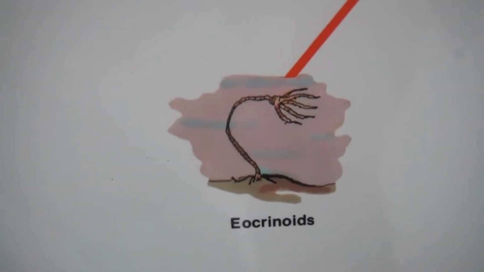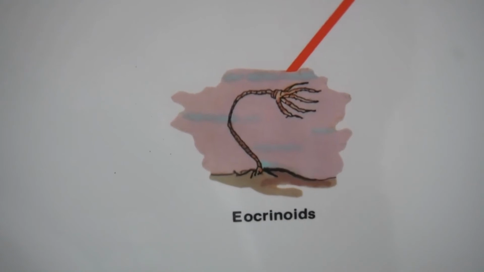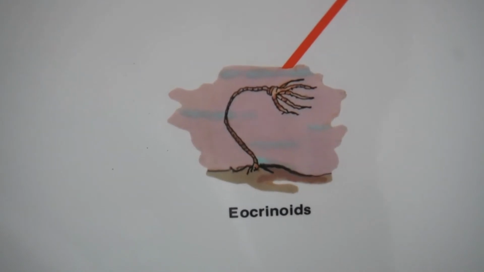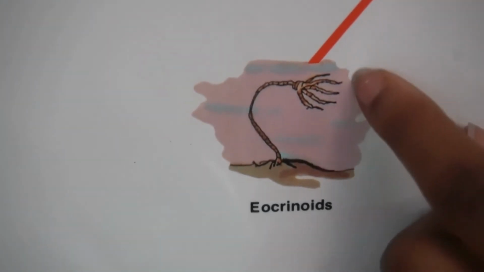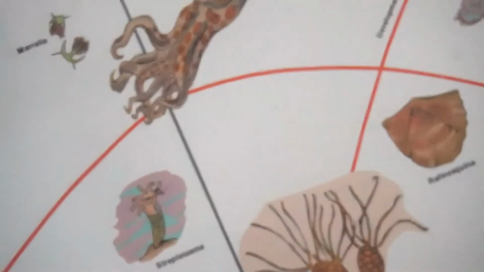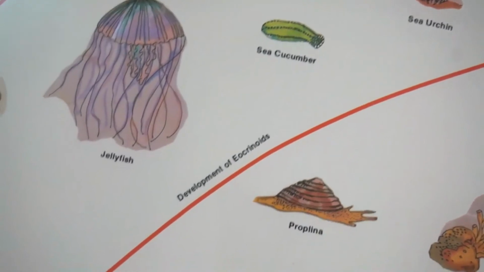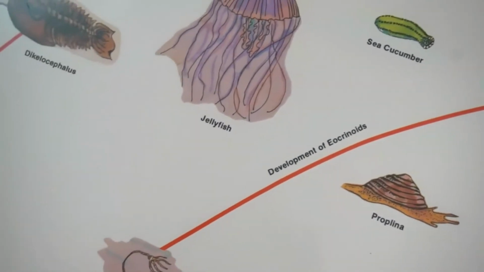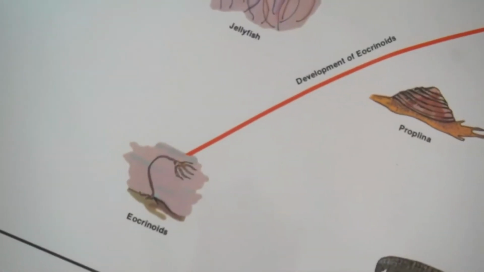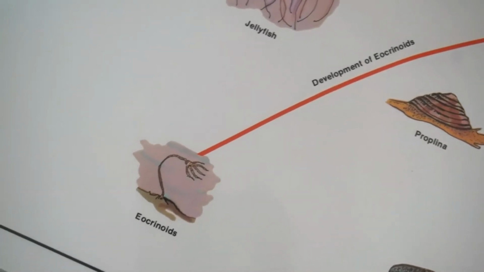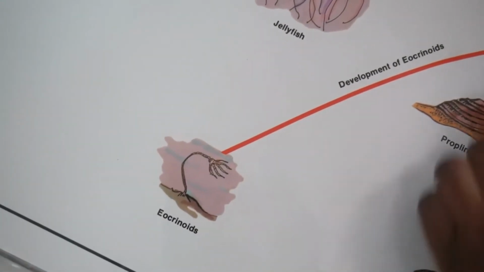Eocrinoids developed at the beginning of the Cambrian period and became very numerous towards the end. This thin red line shows the rise and the decline of these beautiful flower-like animals. Some modern echinoderms, such as sea urchins and the sea cucumbers, can be traced back to Cambrian times with almost no changes at all.